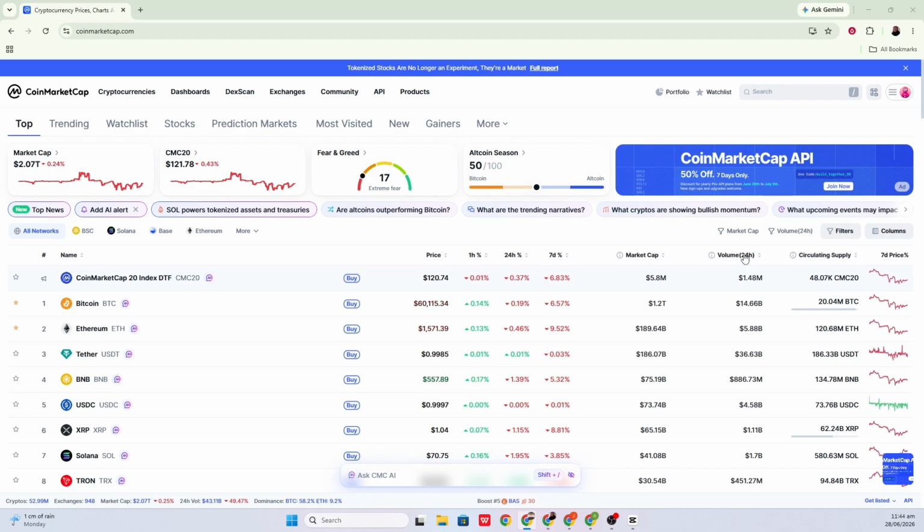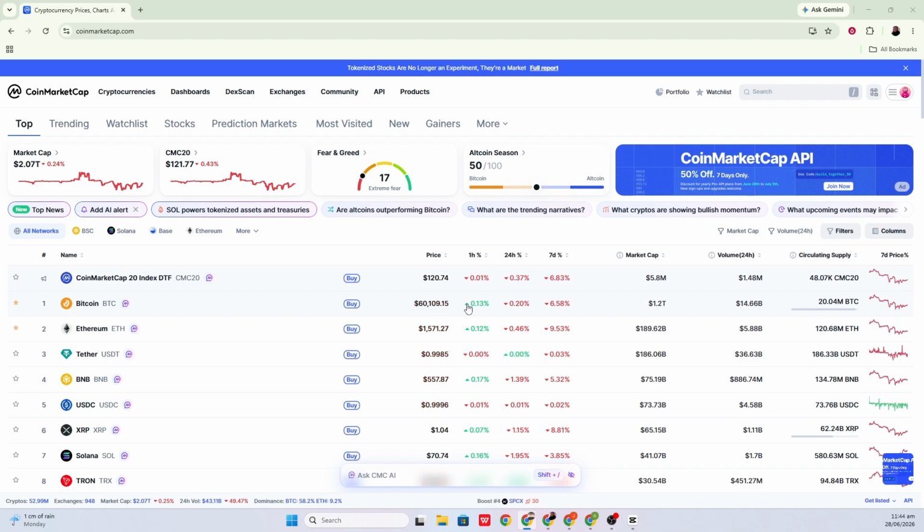Then check Bitcoin dominance, shown as BTC percentage. This displays Bitcoin's market share compared with the rest of the cryptocurrency market. When Bitcoin dominance increases, capital is generally moving toward Bitcoin. When Bitcoin dominance decreases while the total market cap continues rising, it can indicate stronger movement into altcoins.